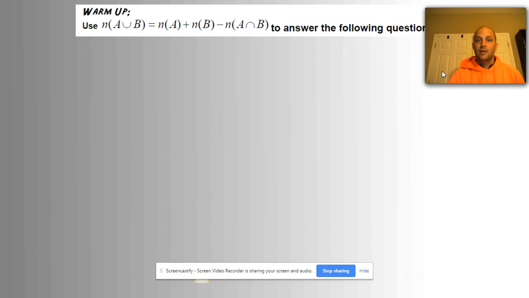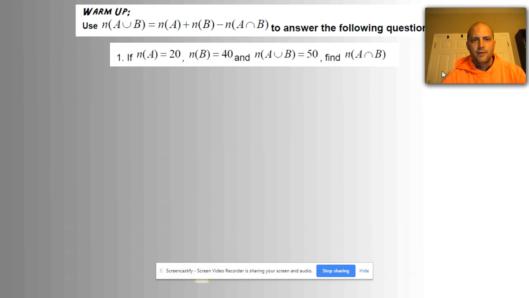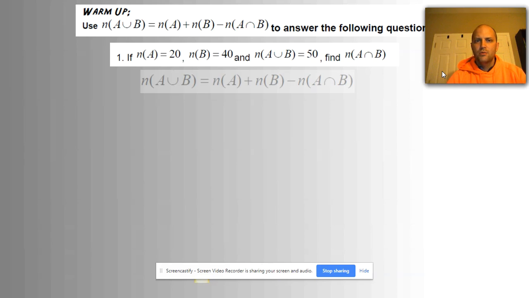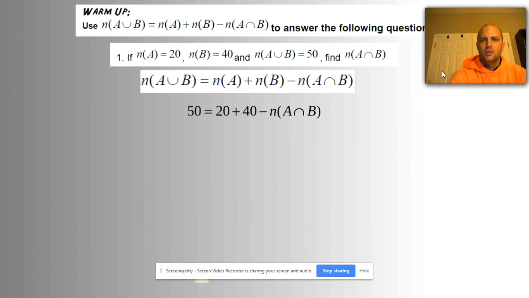Very high tech. So as I take a look, they're going to give you some problems here on the notes. They tell you the numbers in A is 20, the numbers in B is 40. Well, if I add those up, 20 plus 40 is 60. Well, I just added the intersection twice. So there's the problem. So we plug those into our formula. The union is 50.